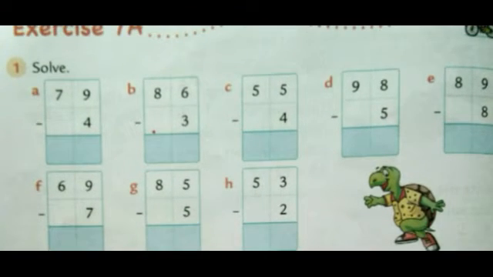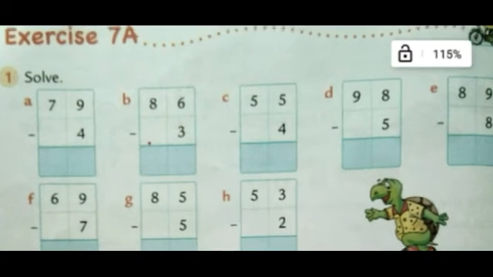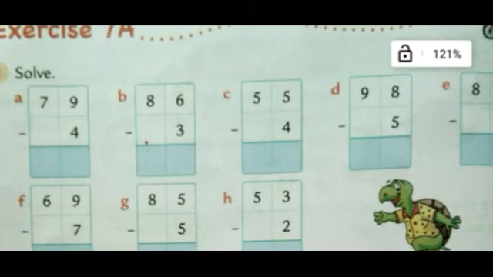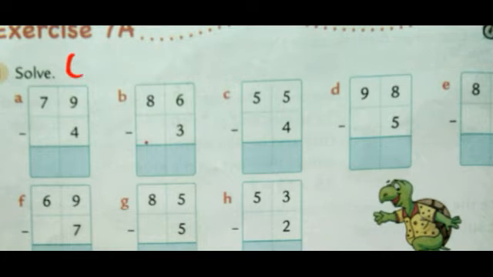So see the first one. 79 minus 4. As I told you in the addition, always start from the ones place. This is the ones place and this is the tens. Whatever you are doing, adding or subtracting, start from the ones. So what is 9 minus 4? We have already studied subtraction in chapter number 3. So what is 9 minus 4? 5. We will write here 5.